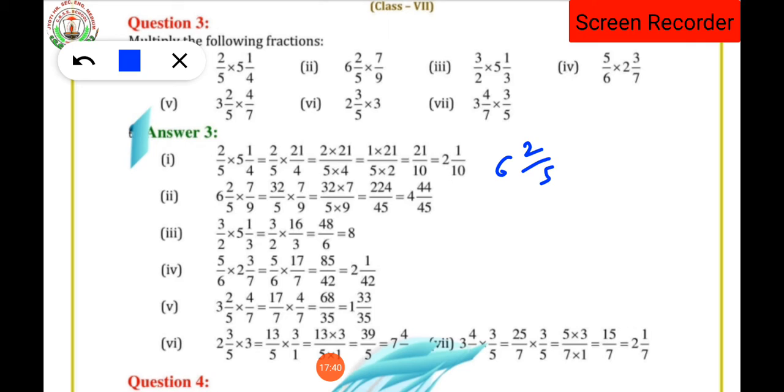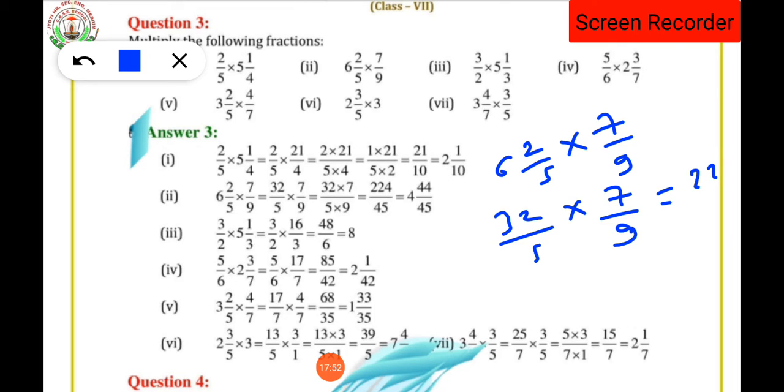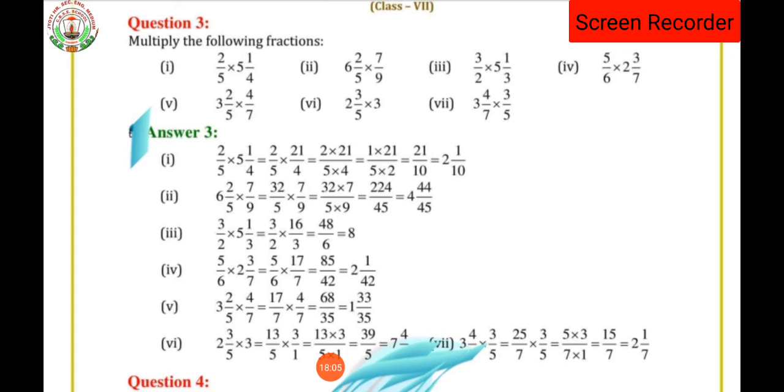6 2 by 5 into 7 upon 9 is there. So 6 5s are 30. 30 plus 2 is 32 upon 5 into 7 upon 9. Isn't it? Now multiply, you will get the required answer as 224 upon 45. When you change into a mixed fraction form, it will become 4 44 upon 45. Clear? So here we are going to do all the questions one by one. It's a simple multiplication question, not very complicated. Okay. So try to do every question on your own.